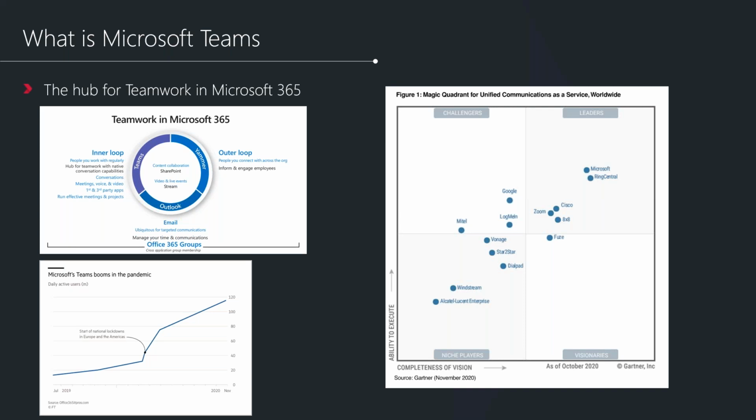On the kind of marketing side of things, a huge uptick in Teams usage. Last year, it went from about just under 20 million daily active in July up to just under 120 million, mostly driven by the pandemic and businesses needing to rapidly be able to provide those kind of collaboration and remote collaboration services to workers. From a Gartner point of view, it's always good to see Microsoft and Microsoft Teams specifically up in that leader quadrant.